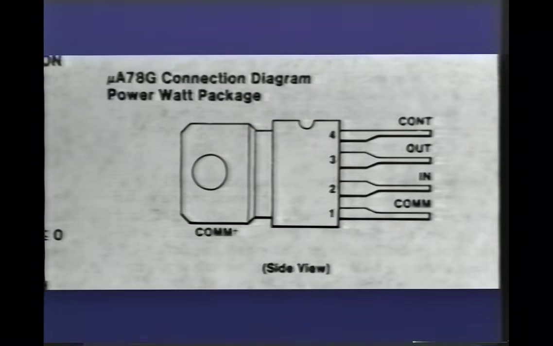The 78GU1C is a 4-terminal regulator. Pin 1 is the common input, which is normally grounded. Pin 2 is an unregulated input. Pin 3 is the regulated output that's connected to the base of the series pass regulator. And Pin 4 is the control input, which allows you to precisely adjust the output voltage of this regulator.